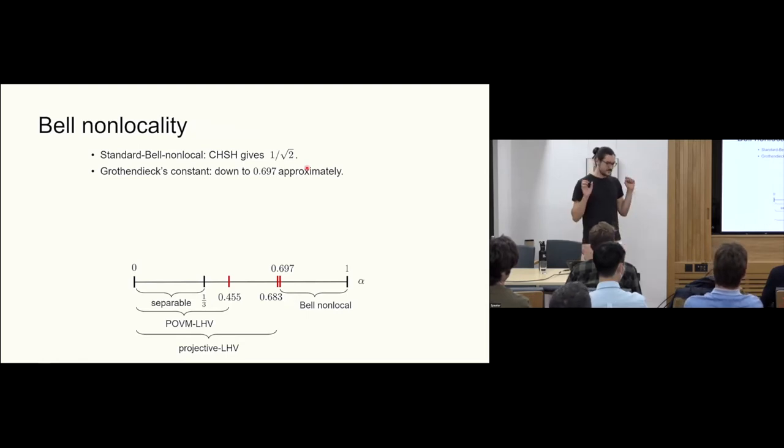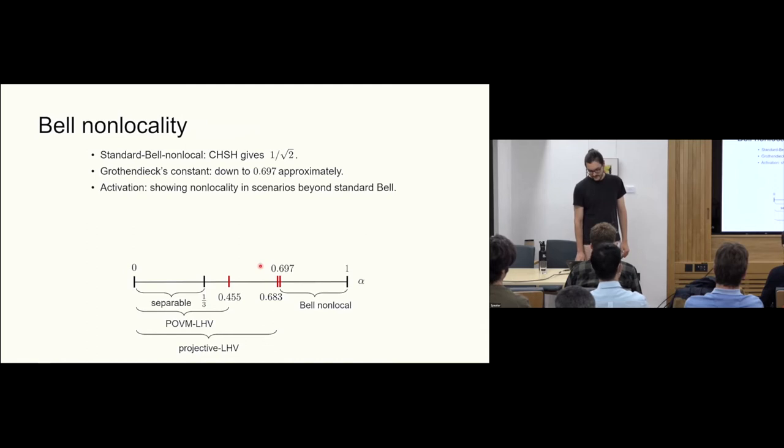Okay, so this is the standard scenario. It's like the previous picture with Alice and Bob. But people improved on this and thought of different scenarios, and they defined an appropriate notion of non-locality. For some regime, for some point along this curve, you can find non-locality. So we call this activation of non-locality.